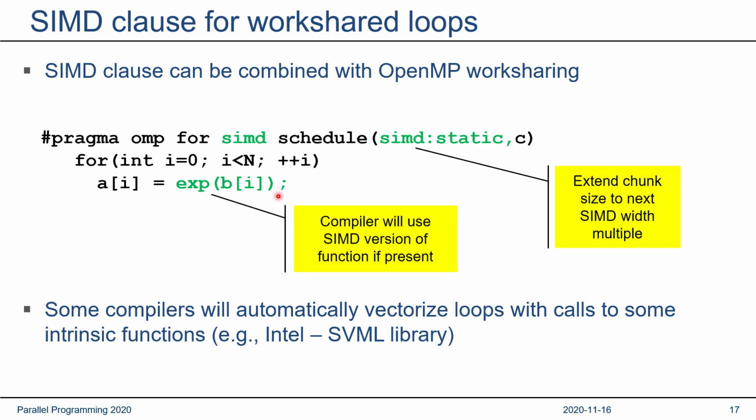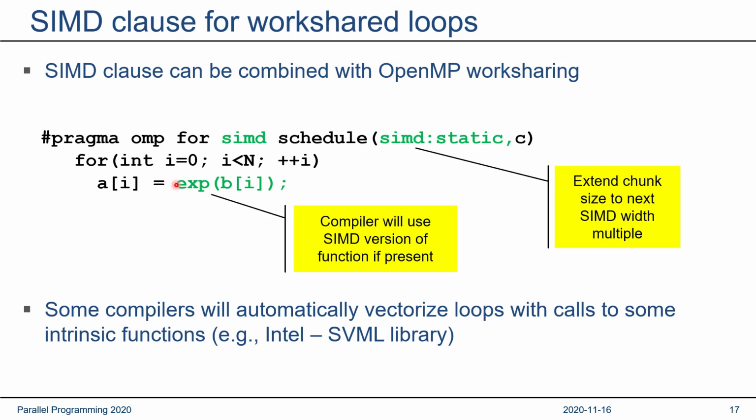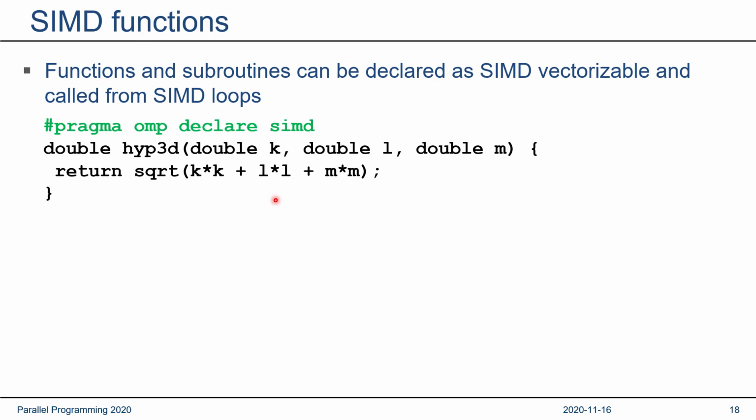Now this brings us to a very important topic with respect to SIMD, and these are SIMD functions. What happens if I do want to write functions like this exp without them being present in a library in the first place? Can I write functions that can be called in a SIMD vectorized loop and produce more than one result at the same time in the SIMD kind of way? And we can. OpenMP gives us this functionality. So functions and subroutines can be declared as SIMD vectorizable and can be called from SIMD loops.